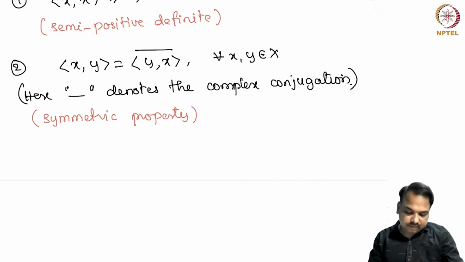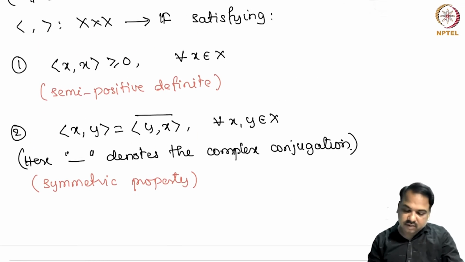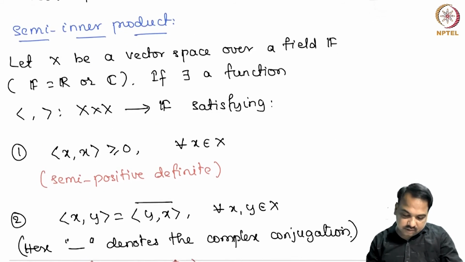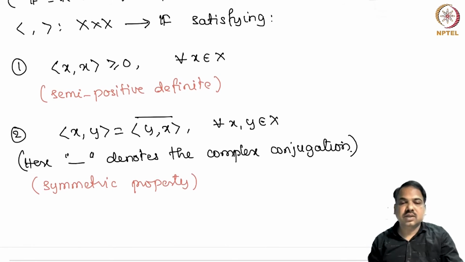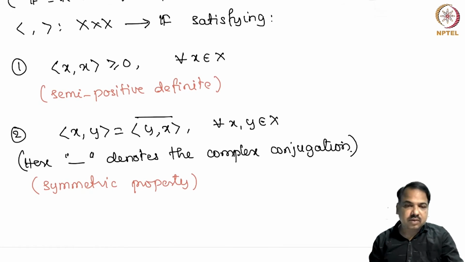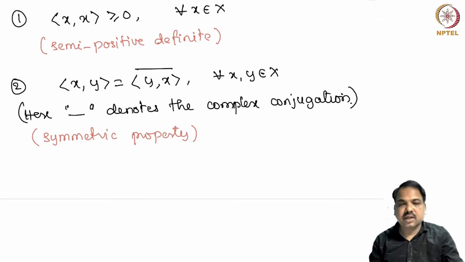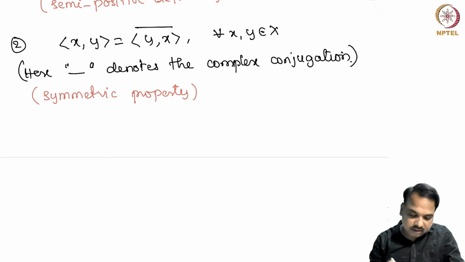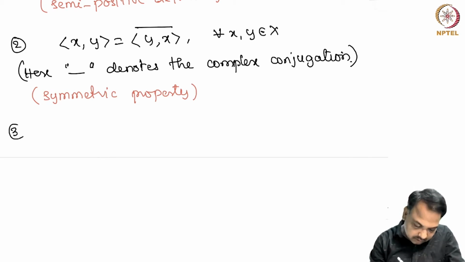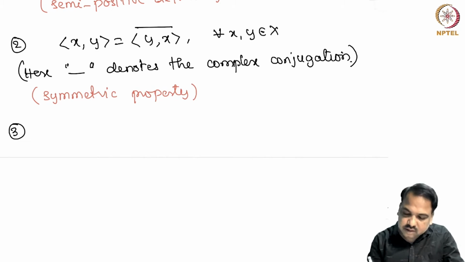And this is applicable only for vector spaces over the complex field, because if you take X to be a vector space over the real field, the semi-inner product of x with y is a real number. So when we take bar, it is not going to change anything. So this particular axiom is applicable only for complex vector spaces, and it is redundant for real vector spaces or real semi-inner product spaces. So this is needed only if F equals the complex field.